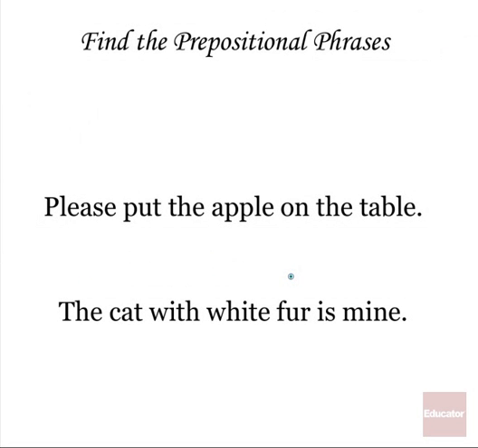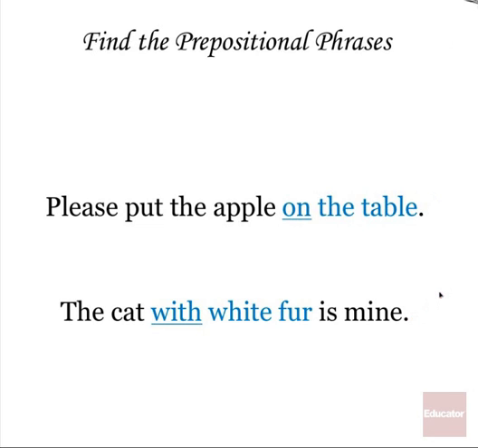All right, see if you can find the prepositional phrases in these sentences. Please put the apple on the table, and the cat with white fur is mine. Take a good look, pause the video if you need to. And there they are. Please put the apple on the table. On is the preposition. Its object is table. On the log, on the table. And the prepositional phrase on the table as a whole modifies the verb put. It answers the question where. Where do you put the apple? You put it on the table. So this prepositional phrase is doing the job of an adverb.